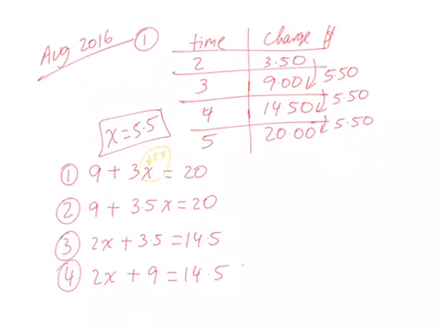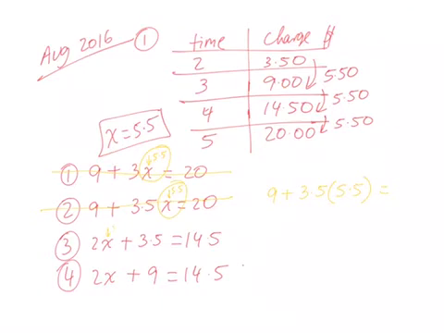If we put it in the first one, 9 plus 3 times 5.5, is that equal to 20? It isn't, so we can get rid of it. Let's try it with the second one. Plug this in your calculator: 9 plus 3.5 times 5.5. What do you get? Do we get 20? If we get 20, we'll accept this answer, otherwise we'll reject it.